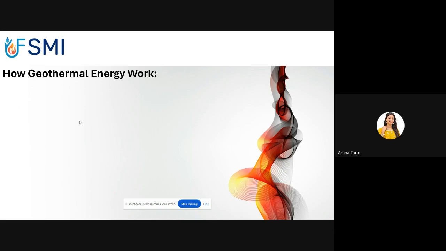Okay, so next is how geothermal energy works. We know that geothermal power plants function by drilling wells deep into the earth to reach geothermal reservoirs containing hot water or steam. This steam or hot water spins a turbine connected to the generator, producing electricity. The cool water or steam is re-injected back underground, making it a sustainable process.